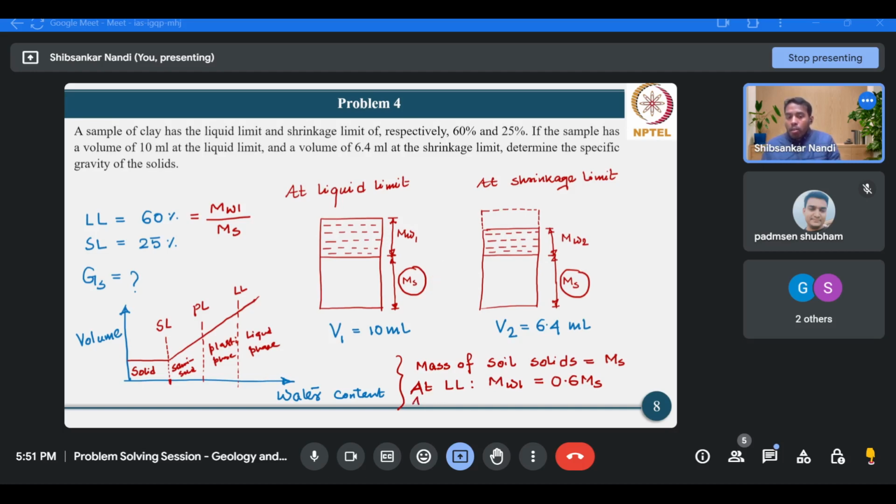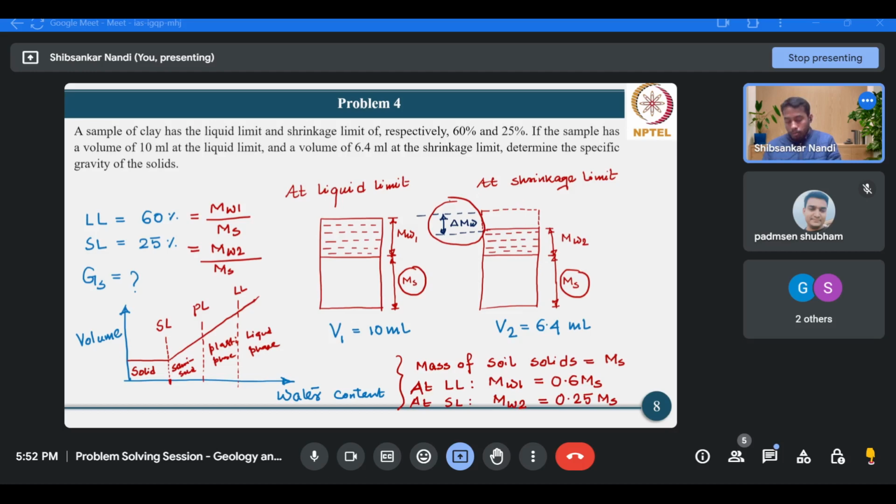Similarly, tell me what should be the mass of water at shrinkage limit? Exactly, 0.25 times ms, because this 25% is nothing but mw2 divided by ms. Now please observe very carefully. This is the reduction in the mass of water when the consistency of the soil changes from liquid limit to shrinkage limit.